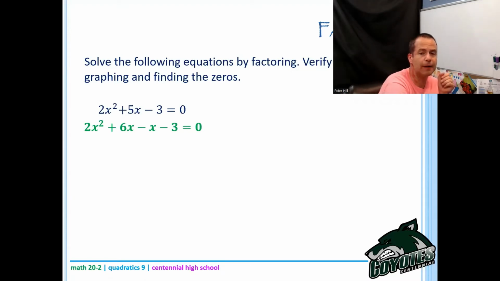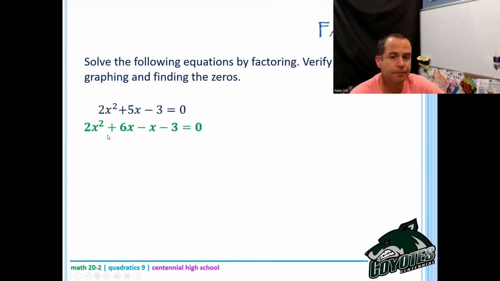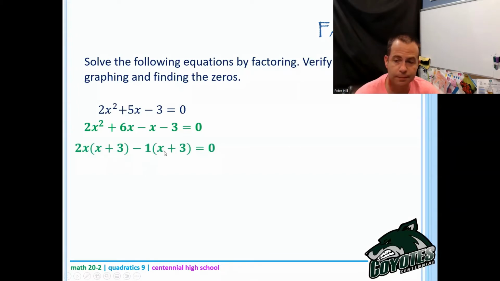So I broke my 5x into 6x and minus x. I'm going to factor the front two. I can take out a 2x from the front two, and that would leave me with x plus 3. Then I'm going to take out a -1 from the back two, and that would leave me with x plus 3. Okay, so now I can see that my x plus 3 is common to both of these terms. I can pull out the x plus 3. I'll have x plus 3 times 2x minus 1.